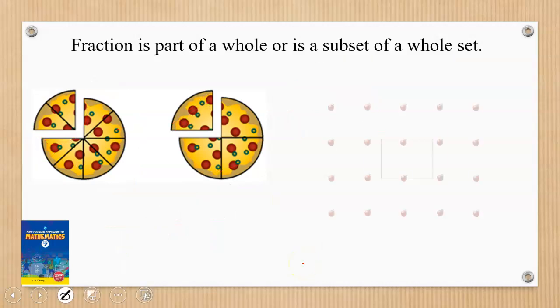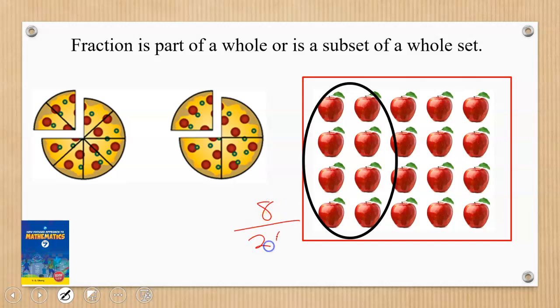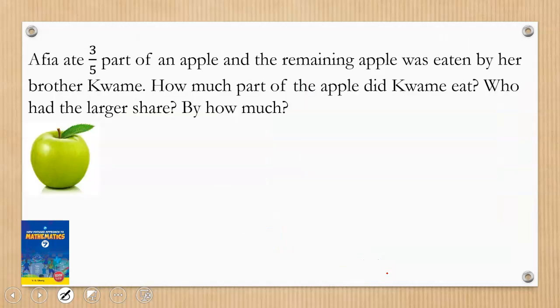Again, we are also saying that a fraction is a subset of a whole set. So let's say a set containing apples. These are 20 apples. Assuming I consume 8 out of the 20, it means I have 8 divided by 20. So the portion that has been consumed is 8 out of 20. The remaining portion left is 12 out of 20. If we add these two fractions together, we should get a whole, right? Now let's take a few examples and see.